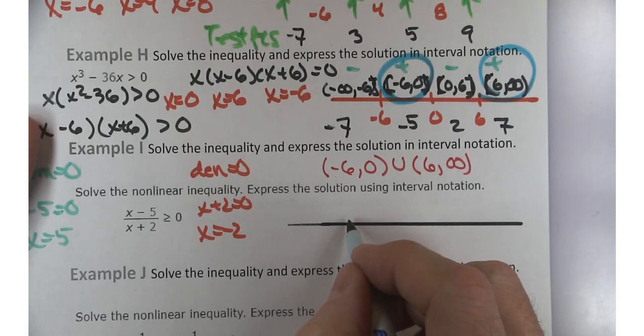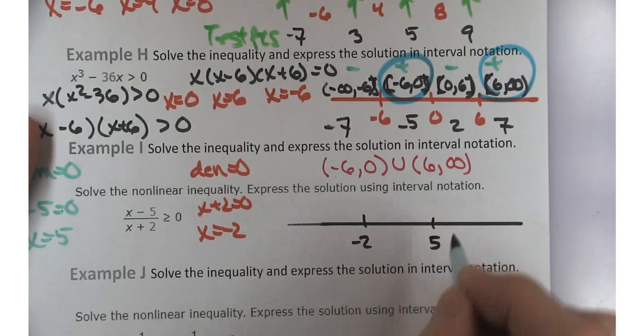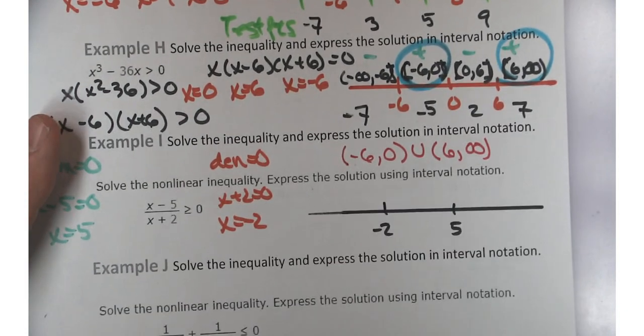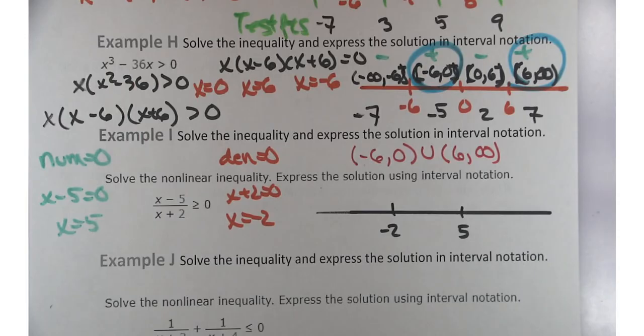So let's see, we'll put them in order, negative 2 and 5. But we're going to have to be particularly careful about putting in brackets or parentheses. So, in particular, which one of these points cannot be part of my solution? Negative 2. Excellent. Why can't negative 2 be part of my solution?